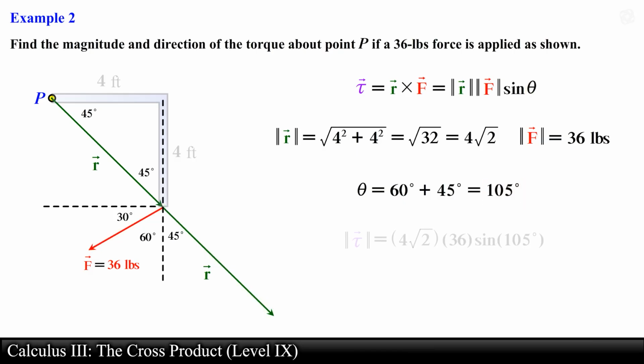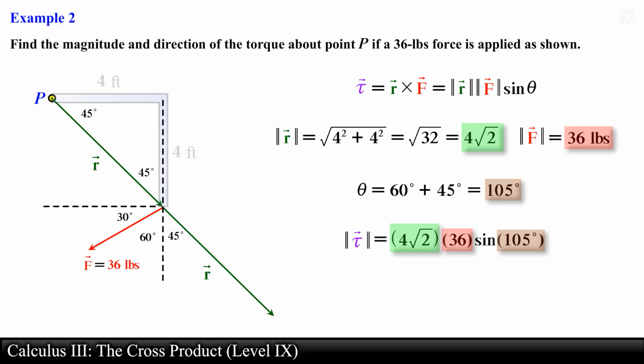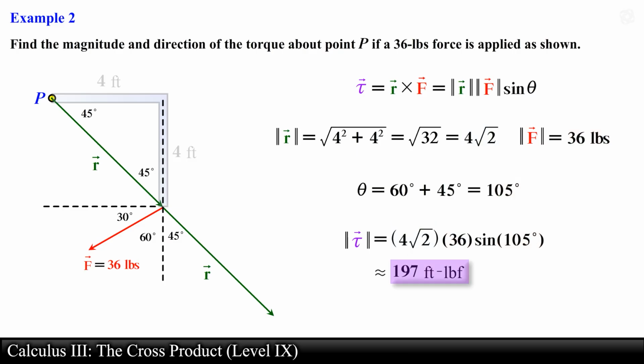Next, it is just a matter of substituting all these values into the geometric definition of the cross product. Doing that, and approximating the value, we obtain 197 foot-pounds for the magnitude of the torque. The direction of the torque can be determined by using the right-hand rule. The applied force will cause the shape to rotate clockwise, so the torque vector will be pointing into the board. So we use an X to show the direction of the torque vector.